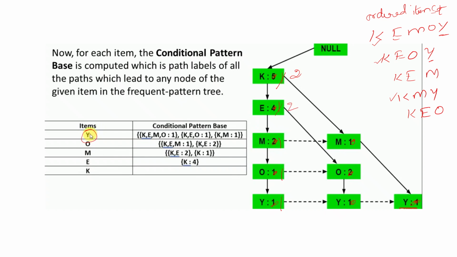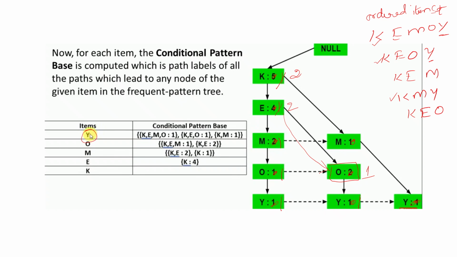Here, after E we have M, so there is no direct path from E to O. So what we need to do is construct one additional node of O from E to O, because in K, E, O, Y, after K, E we have M, so don't consider this one. We have to construct one more branch here. So O appears one time here, and Y is now 1. Y is also one time here.